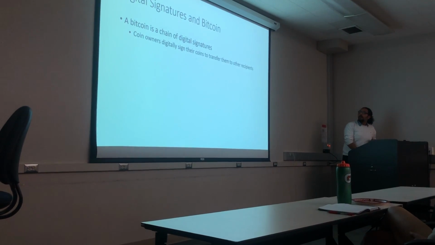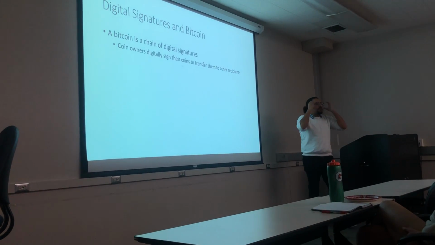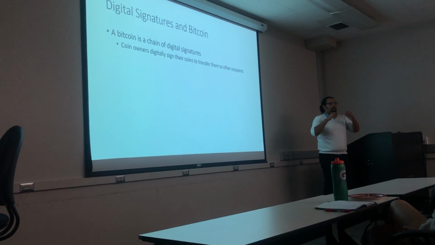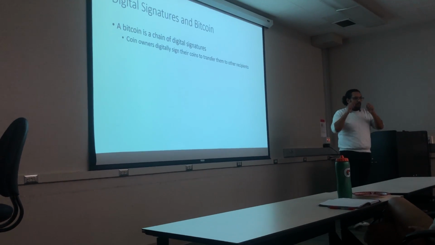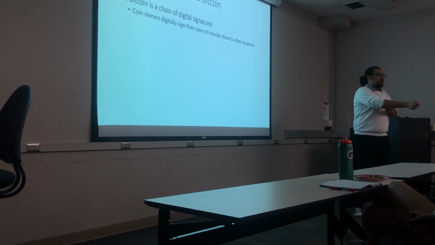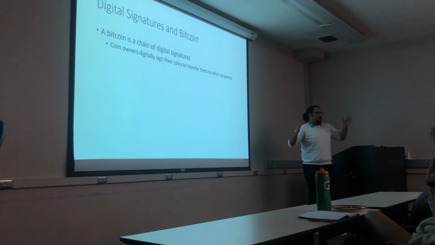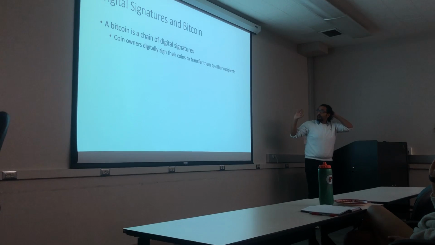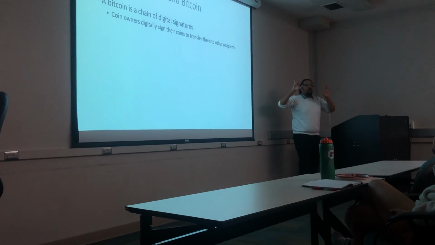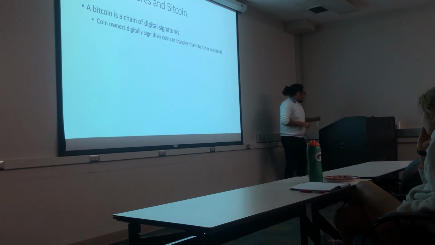Now, how are we going to use it? So, digital signatures and Bitcoin. You can think of a Bitcoin... The difference between a Bitcoin and a dollar banknote is that with a dollar banknote, if I give it to you and then you give it to someone else, no one can trace it back to me, right? It's just a piece of paper that's moving around. We don't know where it came from. We don't know where it is going. But a Bitcoin you can think of as a sequence of digital signatures. What does it mean?